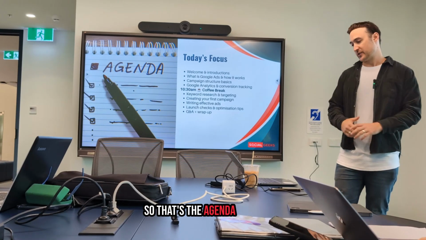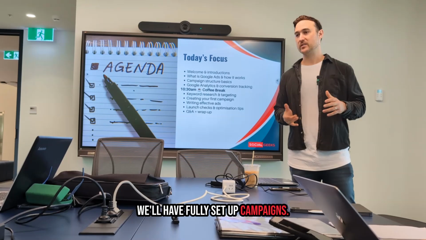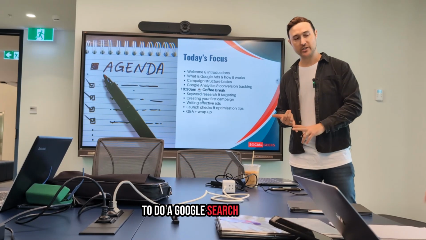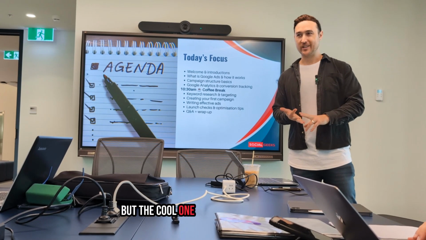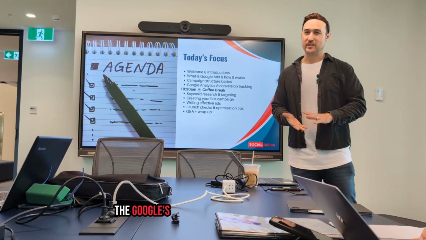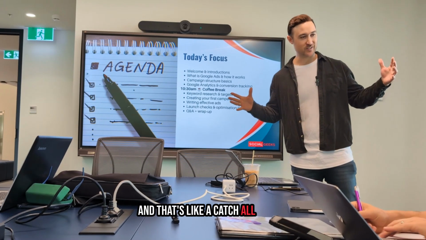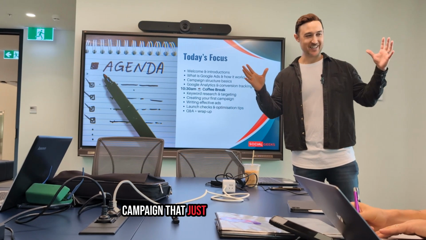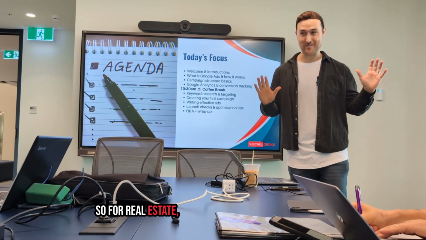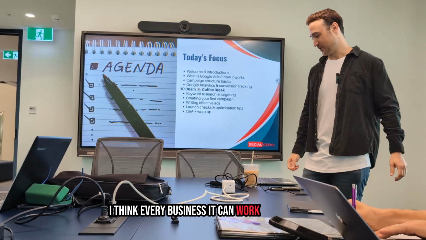So that's the agenda for today. I reckon that by the end of it, we'll have fully set up campaigns. I'm going to hopefully show you how to do a Google search campaign. But the cool one that I think we're seeing really good results for small business is Google's AI Performance Max campaigns. That's a catch-all Google campaign that just gets you everywhere. So for real estate, amazing. For sharpening, amazing. I think for every business, it can work really well.